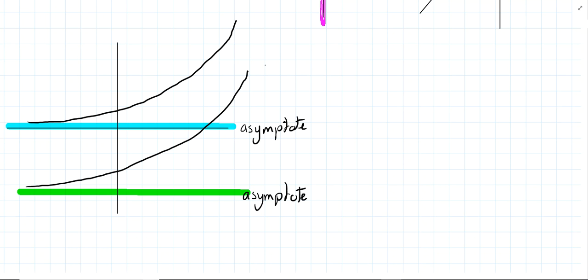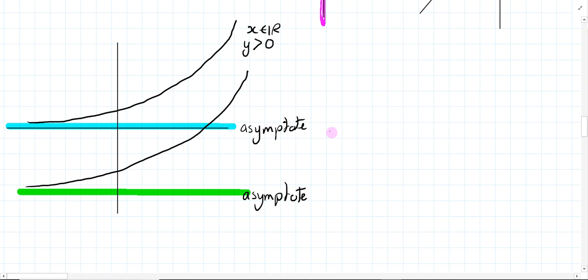The range. So the range is limited, isn't it? With the range, we say in this case, y cannot be less than or equal to the asymptote, right? How would you write that? Y is greater than 2. So for both of them, x can be anything, but for this one I would say y must be greater than 0 in this case.